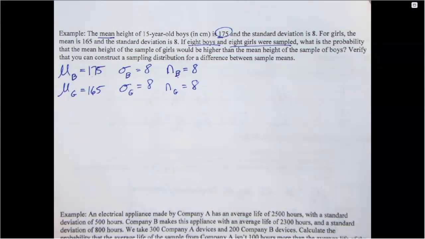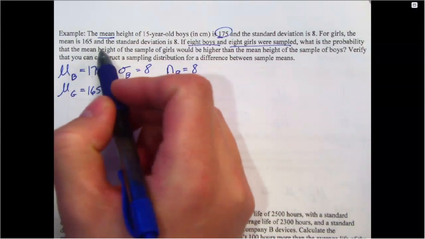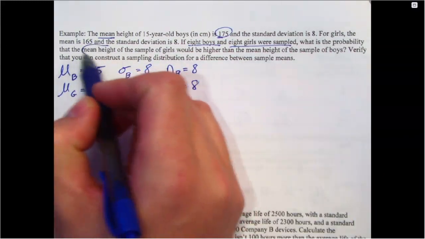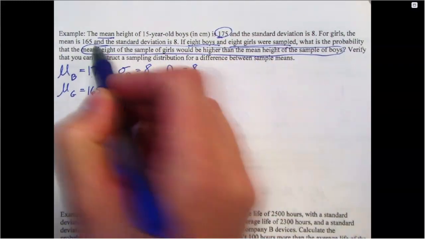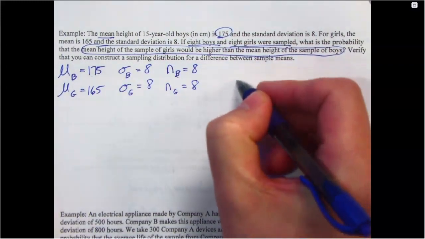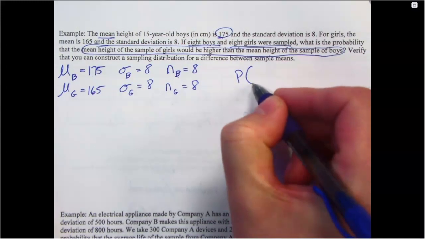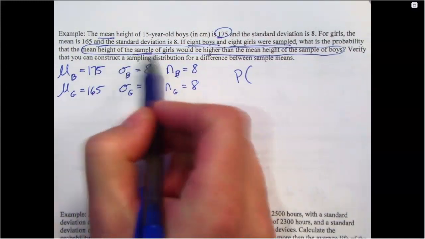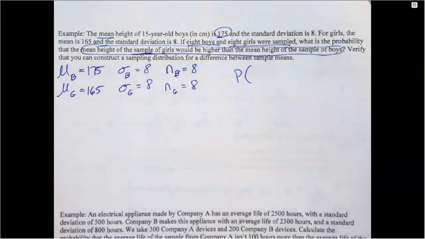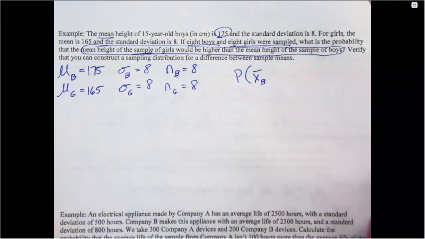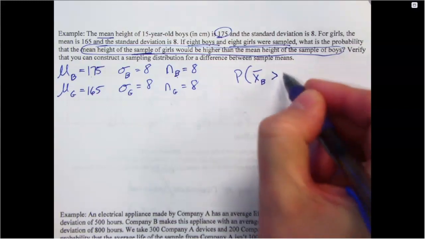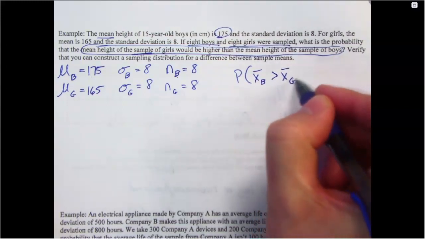And then what I'm looking for, so probably the hardest part of this, what's the probability that the mean of the girls will be higher than the mean of the boys? So I want the probability that, this is in my sample, this is my sample mean, so now it's not mu anymore, it's x bar. I want the probability that the x bar of boys is greater than the x bar of girls.